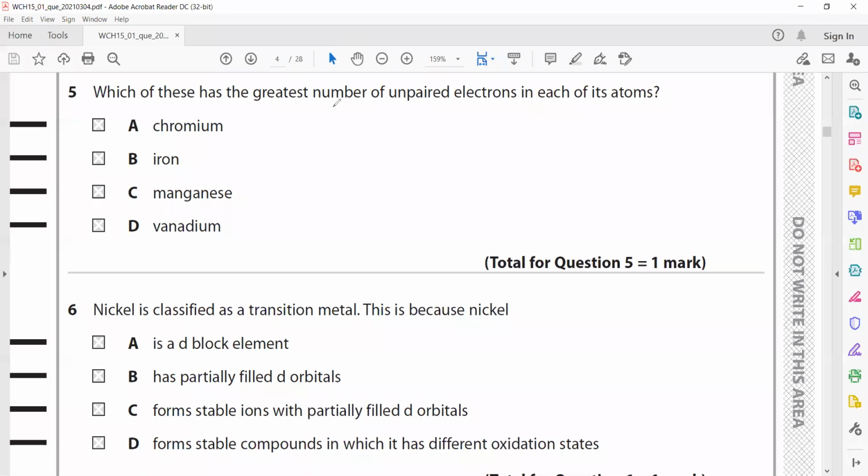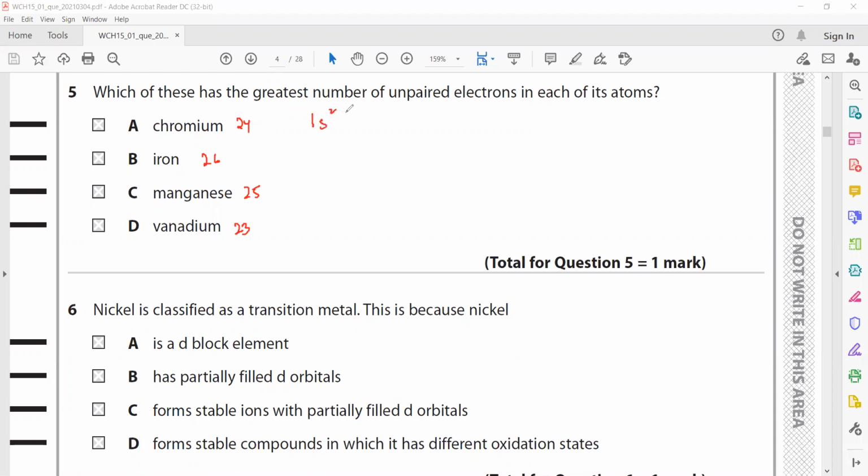So using a periodic table, we'll write their atomic numbers. Chromium 24, iron 26, vanadium 23, and for manganese it is 25. So we have to arrange electrons.